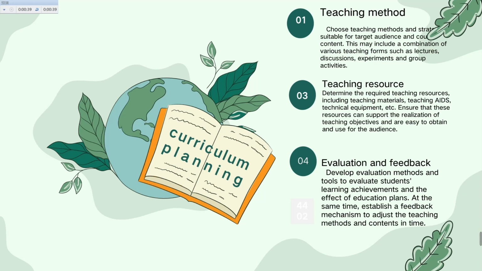And the second one is the teaching resource. Determine the required teaching resources, including teaching materials, teaching aids, and technical equipment. Ensure that these resources can support the realization of the teaching objectives and are easy to obtain and use for the audience. And finally is evaluation and feedback.